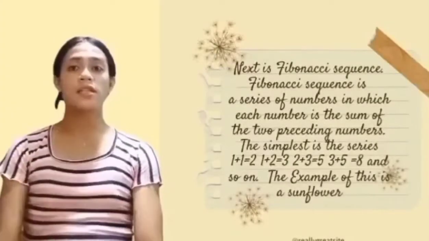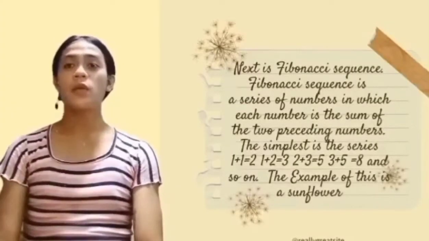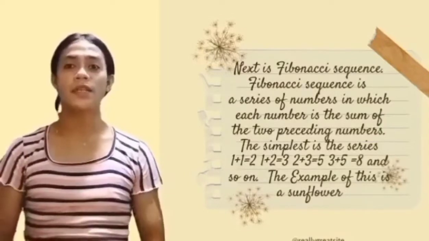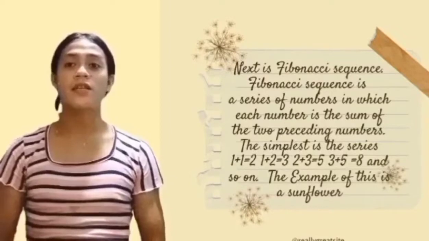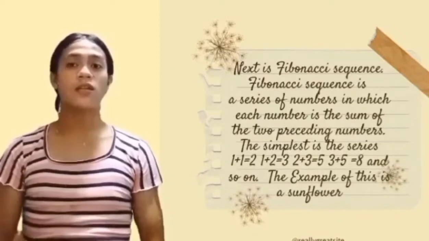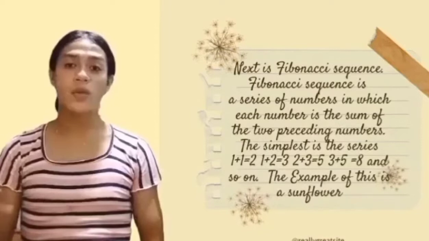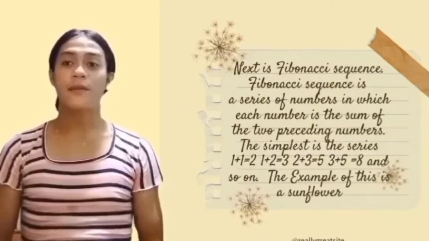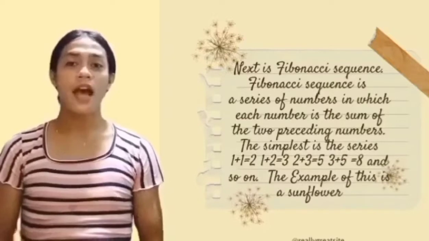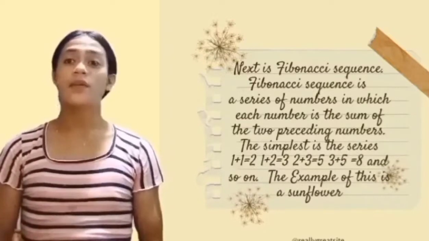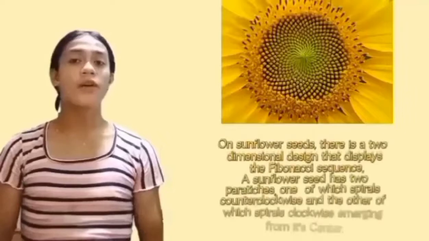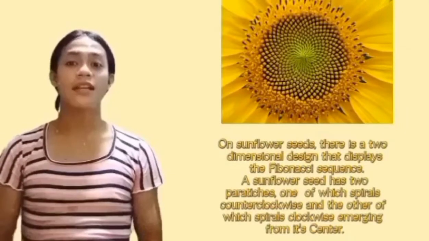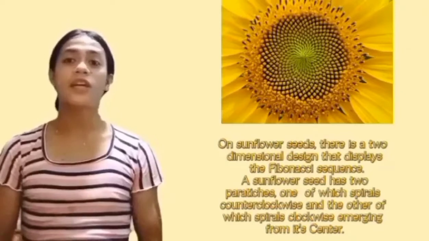The Fibonacci sequence is a series of numbers in which each number is the sum of the two preceding numbers. The simplest is the series: 1 plus 1 equals 2, 1 plus 2 equals 3, 2 plus 3 equals 5, 3 plus 5 equals 8, and so on. An example of this is the sunflower. On the sunflower seed, there is a two-dimensional design that displays the Fibonacci sequence.